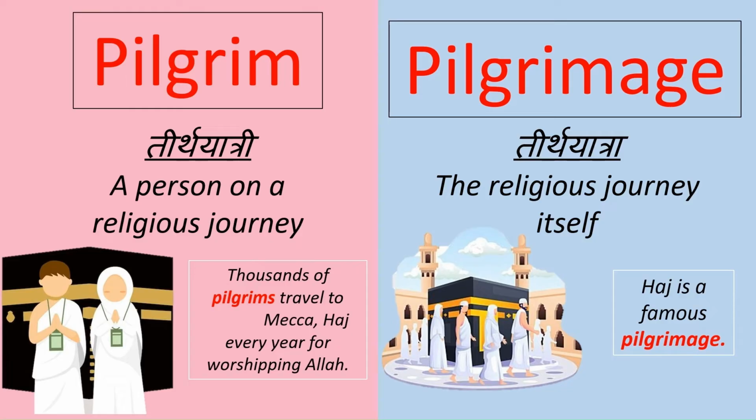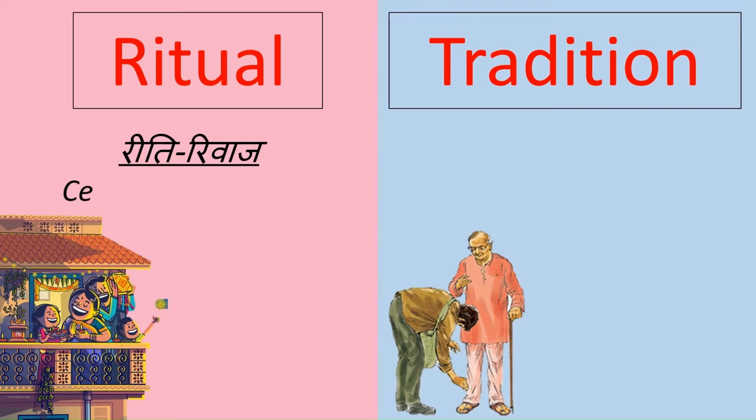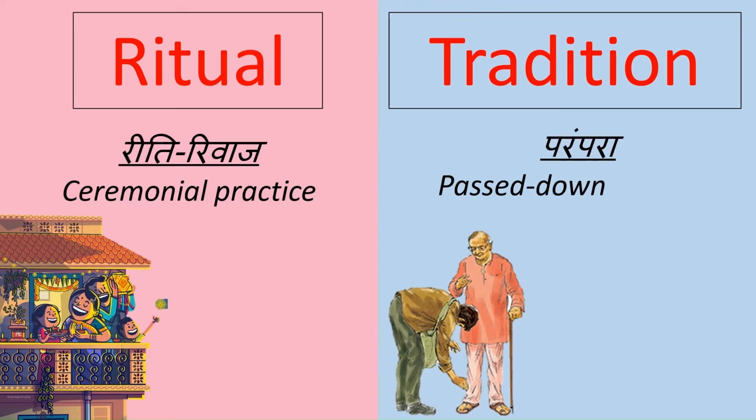Now it's turn for the next pair of words, which are ritual versus tradition. Ritual means riti rivas, the ceremonial practices, everybody, okay? And tradition means parampara, the traditions that are passed down from generation to generation. So let's use both of them in sentences.